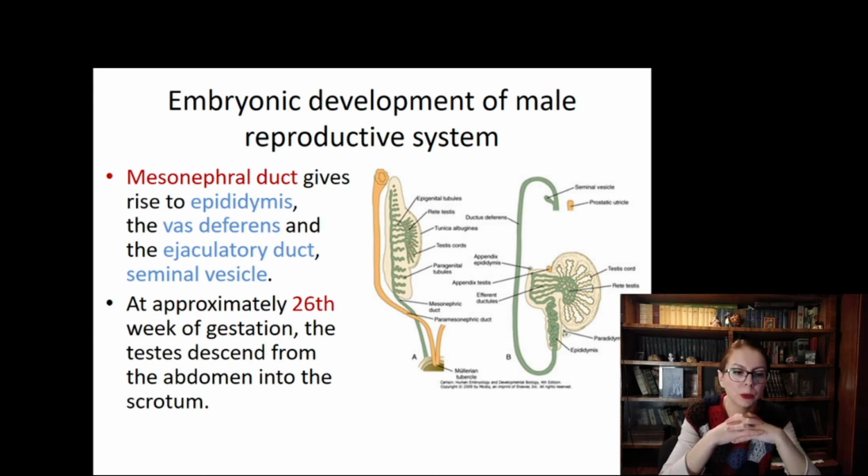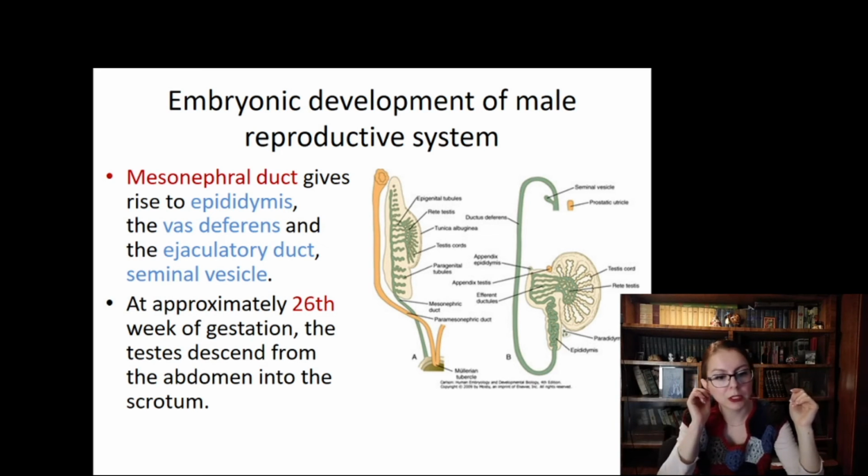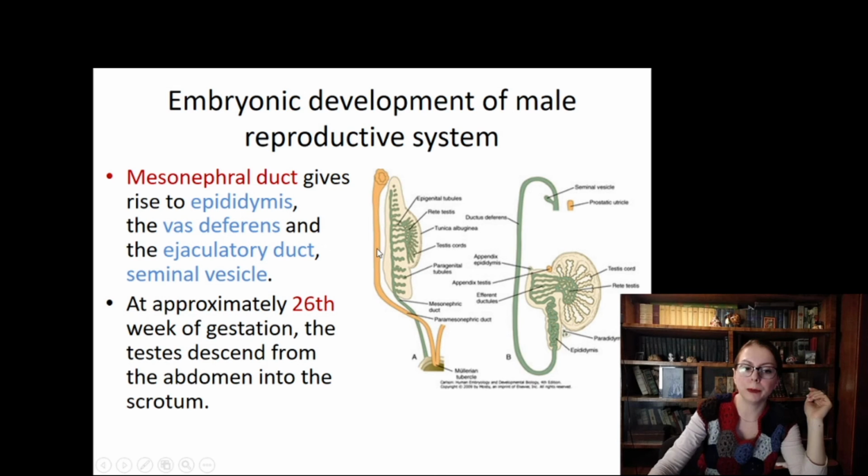Okay, in this way we complete the male reproductive system. Next lecture we are going to consider the alternate pathway, how the female reproductive system is formed and what's the difference between the two.